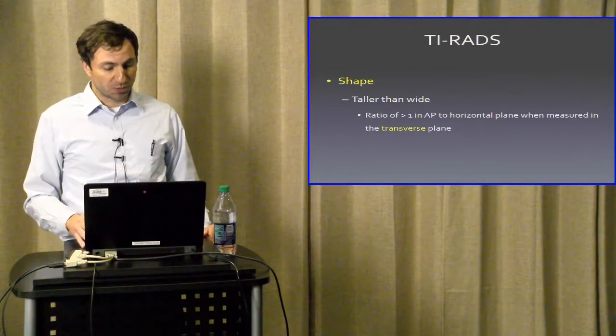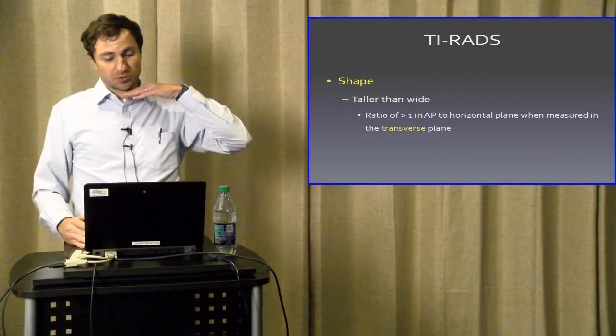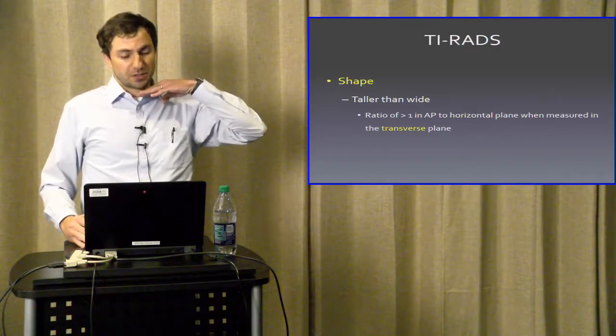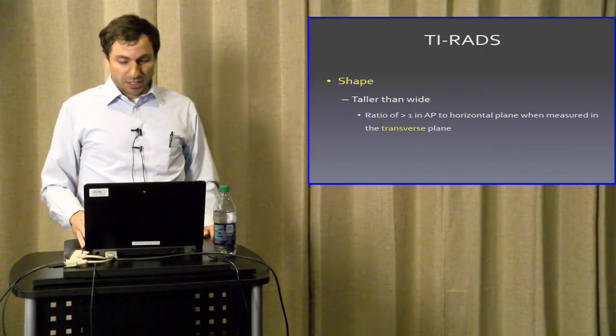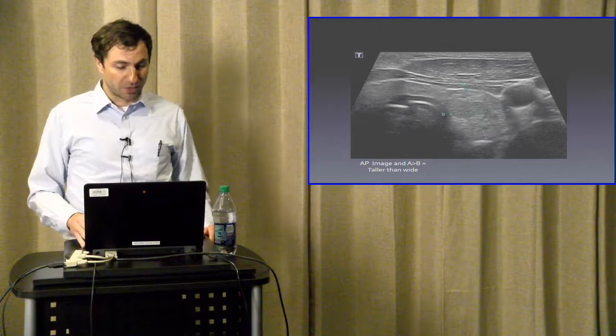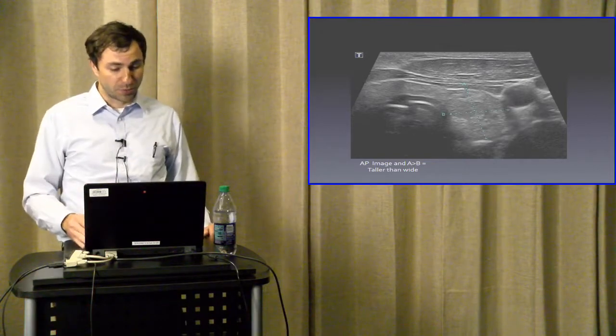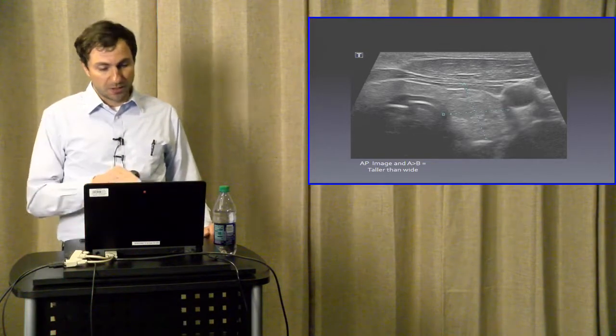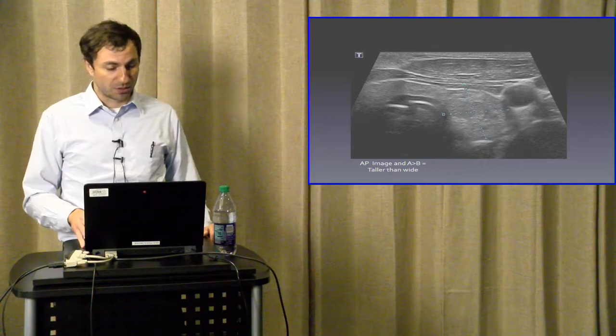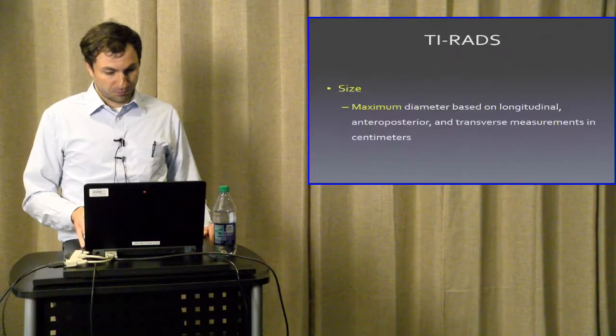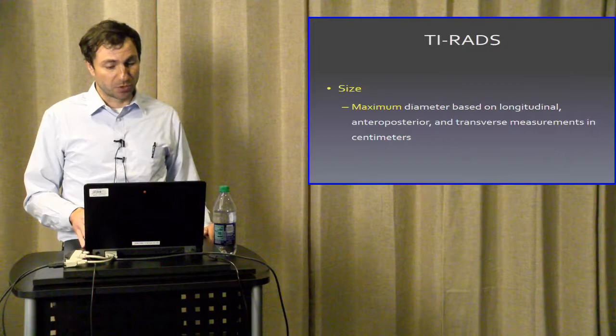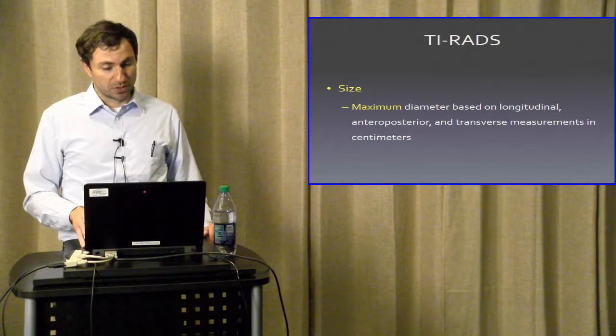So shape is pretty simple. What we do is we put the transducer on the neck, sort of like this. It's called the transverse plane. And we measure the nodule. If it's taller in the anterior to posterior or AP dimension than it is wide in the transverse dimension, that's taller than wide, and that's considered more suspicious. Otherwise it's wider than tall. And then we measure the maximum diameter, and we want three-dimensional measurements to do this.